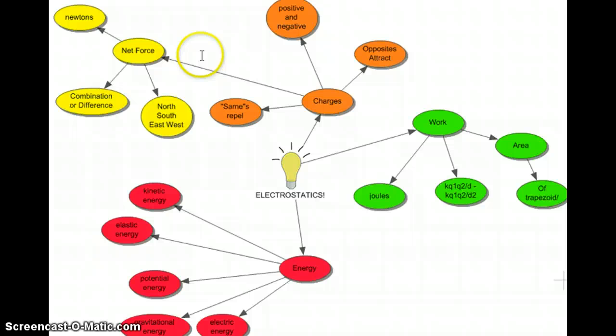Interestingly, this student was able to kind of connect the idea of net forces and energy back to electrostatics. So even though those are sort of tangentially related to electrostatics, they do represent a fair amount of the time that we spent in this particular unit as I used electrostatics to get into some broader topics of physics.